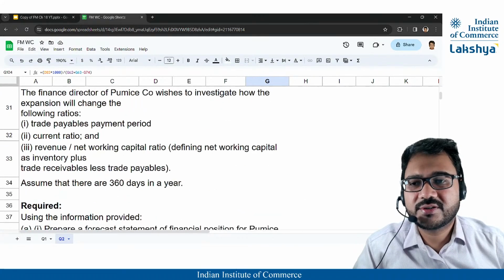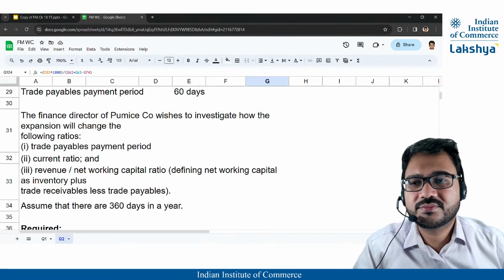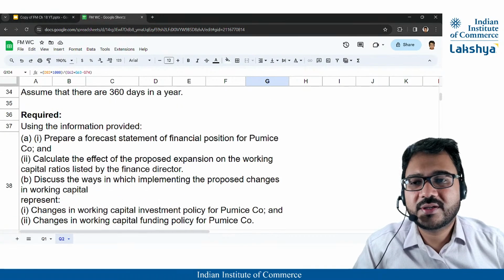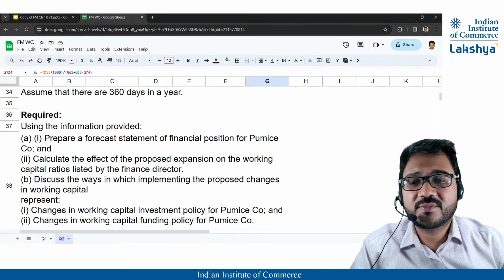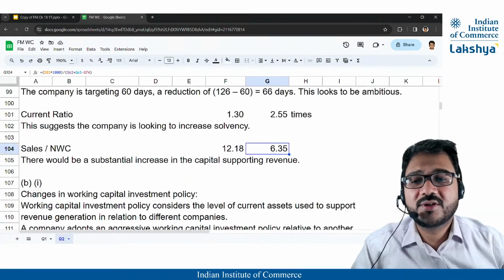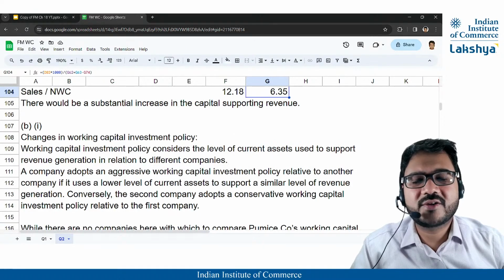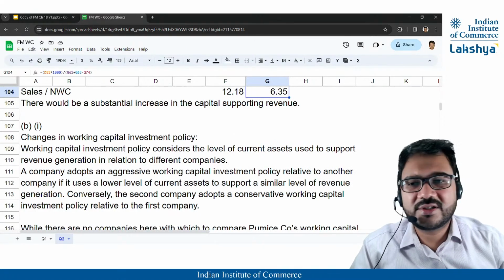Just written it. The requirement: calculate the effect of the proposed changes on working capital. Now they ask us to discuss the ways in which implementing the proposed changes in working capital represents a change in working capital investment and changes in the working capital funding policy. Okay, so then you can just write. Now we haven't discussed this theory, so I'll just read through: changes in working capital investment policy.